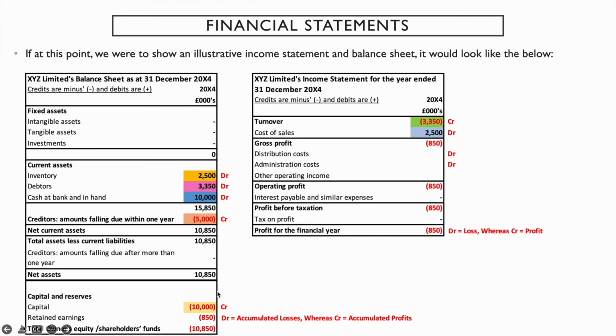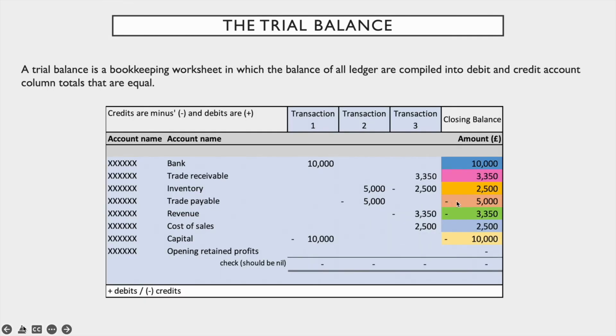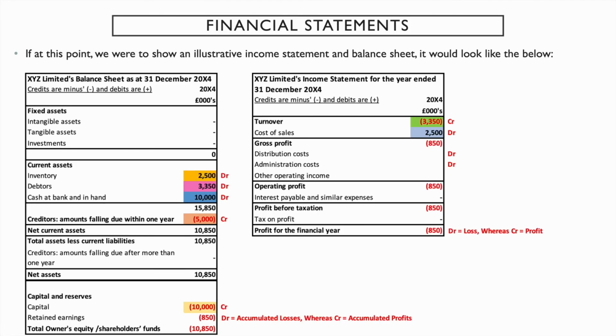So if we go to our income statement now, again, this is just taken from the trial balance. Turnover was 3,250 and the cost of sales was 2,500, and those were credits and debits. If we go back to our closing trial balance, there is our minus 3,250, and a minus represents a credit, and the debit was £2,500. So we can see that in our income statement and balance sheet. That is how the trial balance makes up the financial statements.